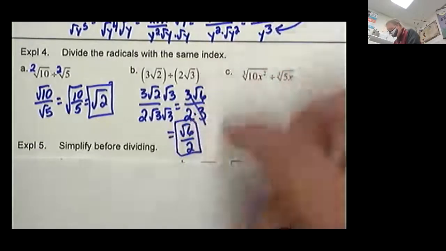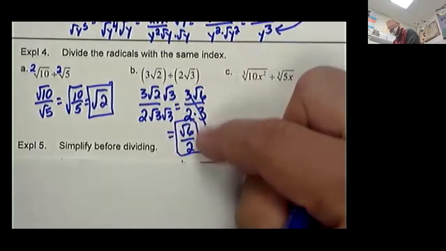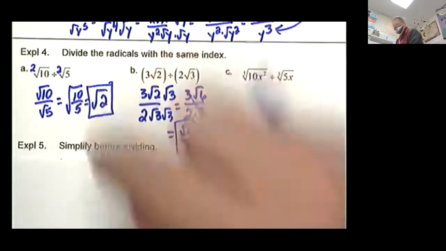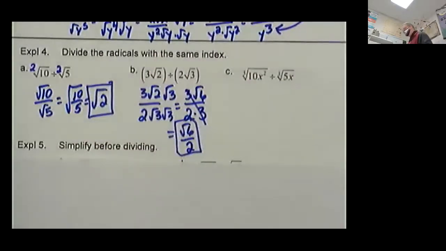We can never cancel anything inside a root with something outside a root. It either has to be both outside or both inside. You can't cancel outside and inside.